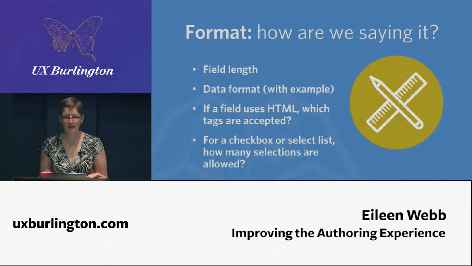Data format. If you've got something like measurements, should it be in centimeters? Should it be in inches? Are we rounding up? How many decimal places are we using? Just all the kinds of things about the format of the information so that it's consistent between entries. And this is a place where an example can be really good. So you can say in your help text, and then give an example of the perfect kind of formatting.